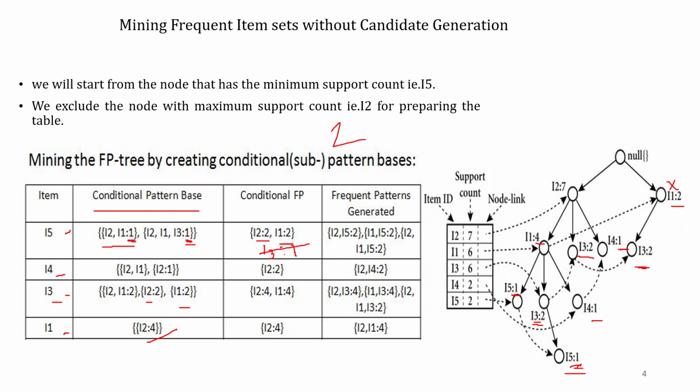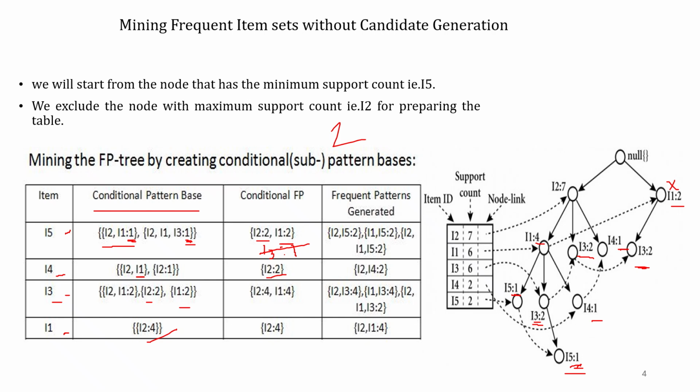So the pattern here is 1. The support count for this pattern here is 1. So I2 had occurred once and then I1 had occurred once. So I2 is 2, whereas I1 had occurred only once. So it will not satisfy my minimum support count. So I2 is 2.